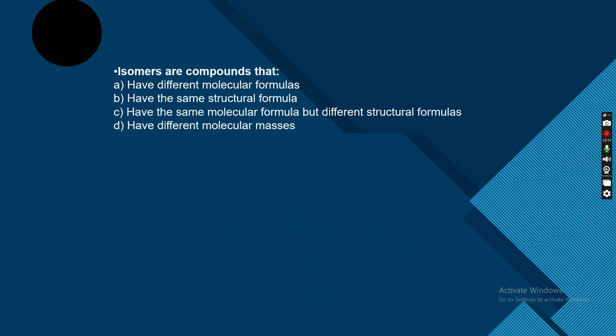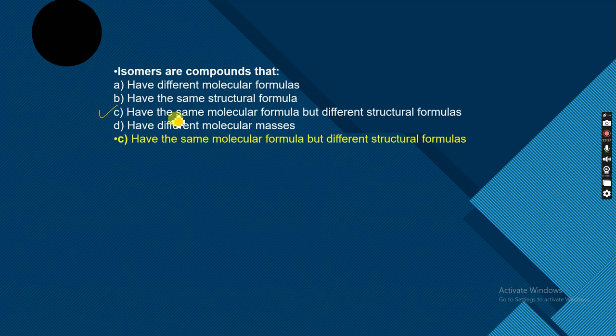Now this is an MCQ. Isomers are compounds that have different molecular formula, same molecular formula but different structural formula, or different molecular formula. So it will be option C, because isomers have the same molecular formula but different structural formula.